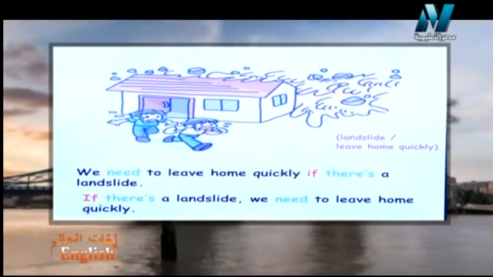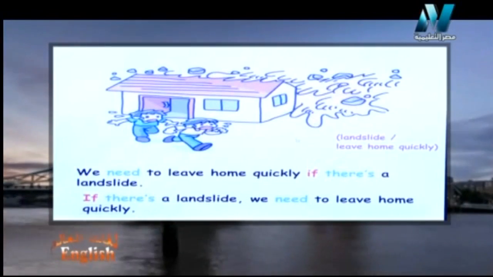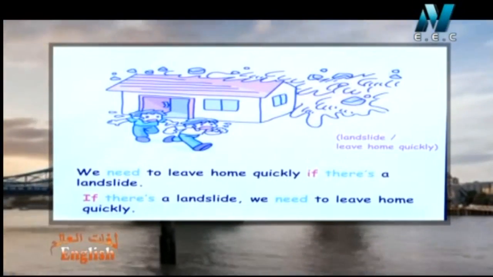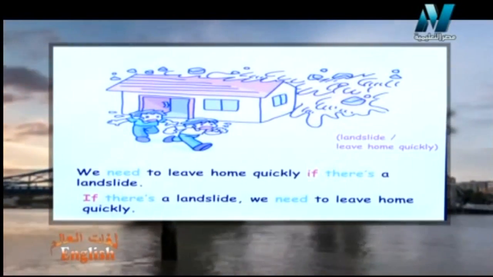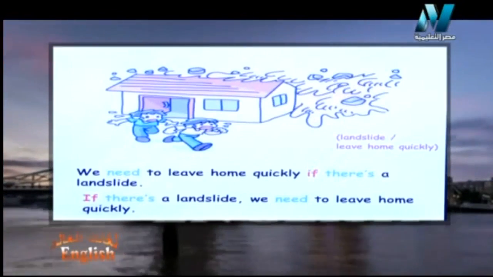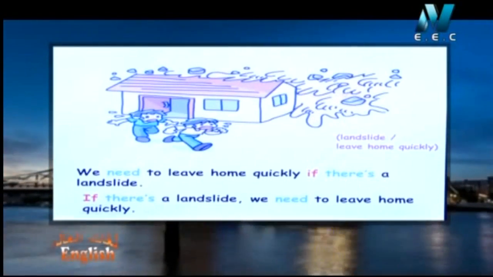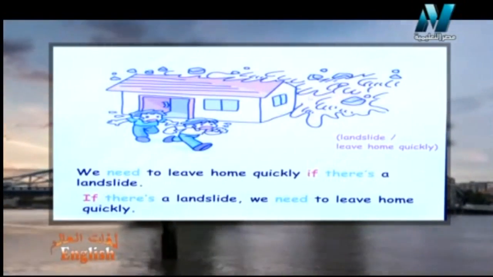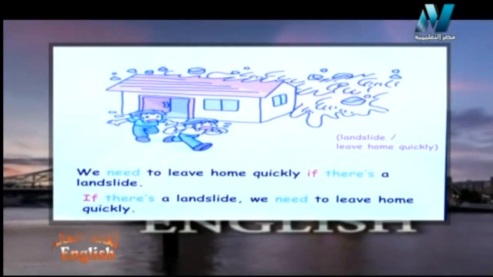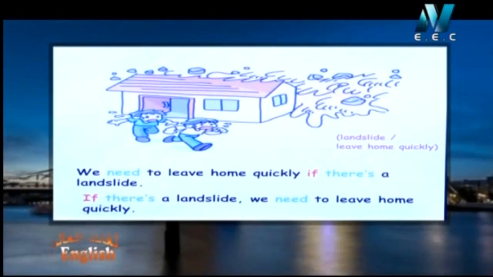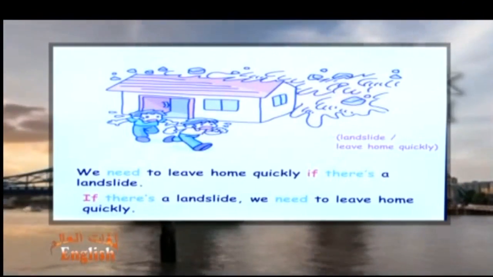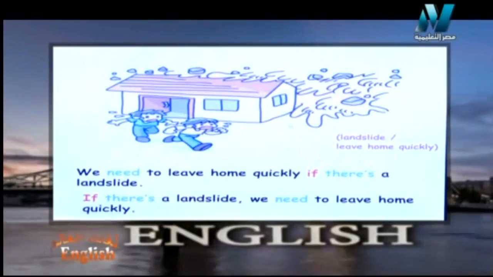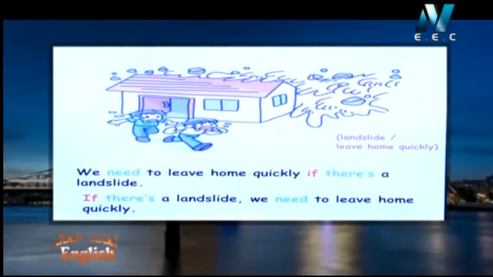We need to leave home quickly if there is a landslide. لو في انزلاق مثلا للأحجار من تل أو من جبل لازم نسيب البيت بسرعة. طبعا we don't have this in Egypt، ما عندناش جبال أو ما عندناش بيوت جنب الجبال، لكن in this case their home is beside a mountain. So if there is a landslide، يعني انزلاق أو في أحجار بتنزل من الجبل فجأة, we need to leave home quickly. طبعا برضو ده logical، مش هستنى لسه لما البيت يتهدم يعني.